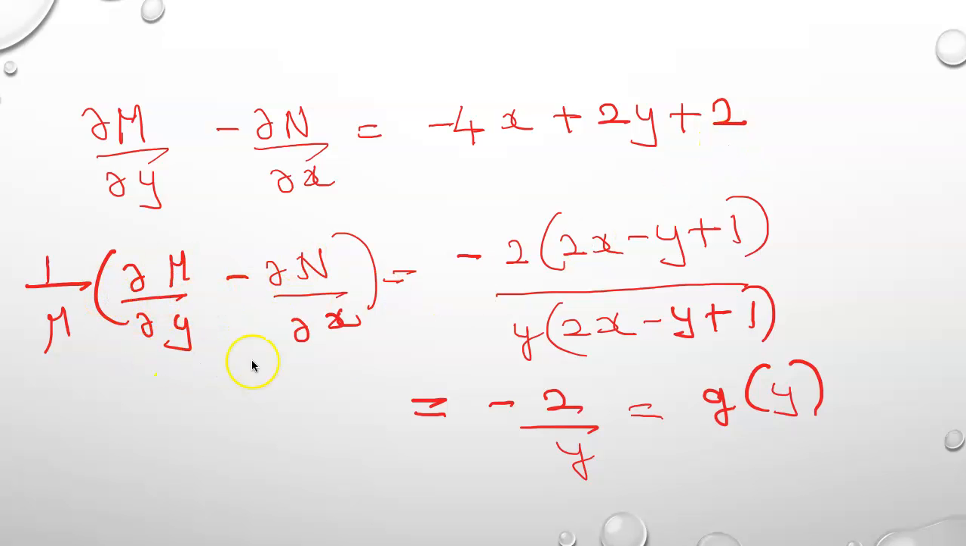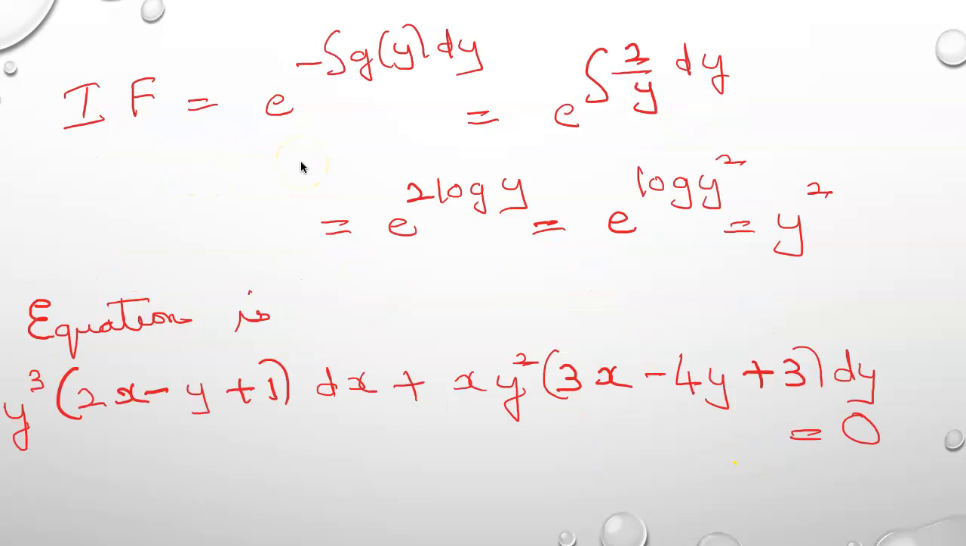So 1 by M of that will be minus 2 into (2x minus y plus 1). We take out the 2 by y into (2x minus y plus 1), which is your M. So this is minus 2 by y, which is a function in y. So what is your integrating factor? e raised to minus integral g(y) dy. That is e raised to integral 2 by y dy. This is e raised to 2 log y, which is e raised to log y squared, that is y squared. So what do we do? We multiply the differential equation by y squared. So it becomes y cubed (2x minus y plus 1) dx plus x y squared (3x minus 4y plus 3) dy equal to 0.